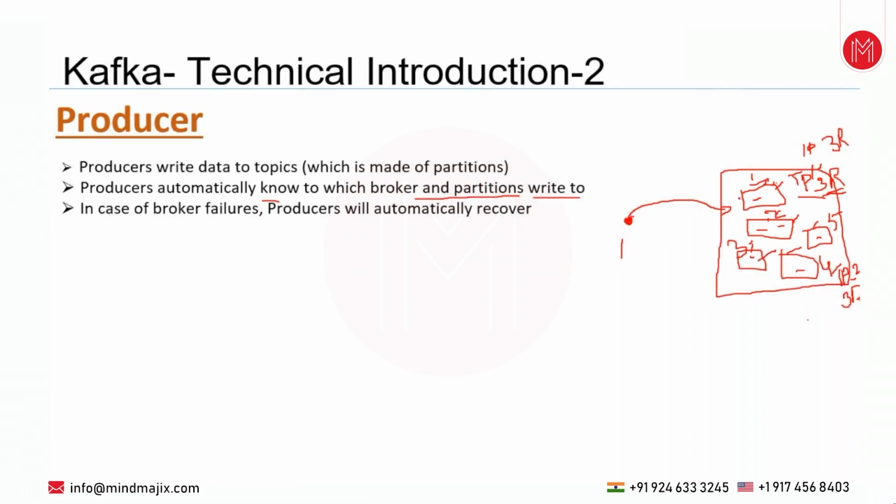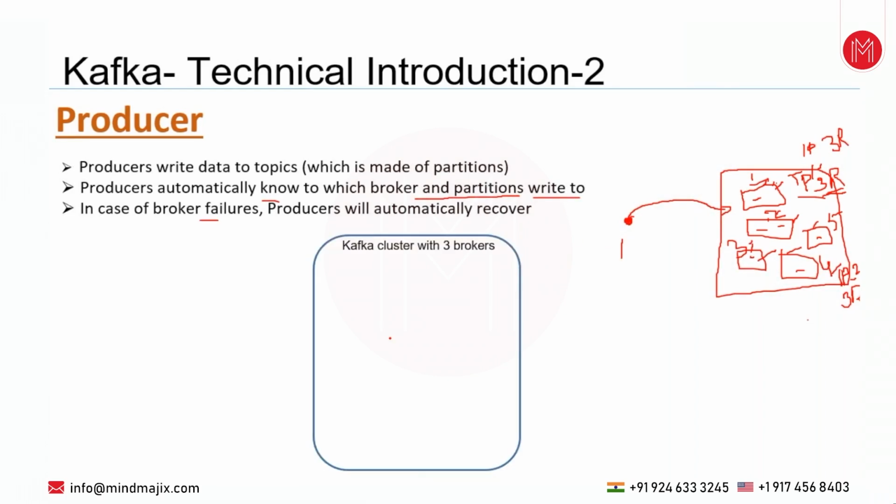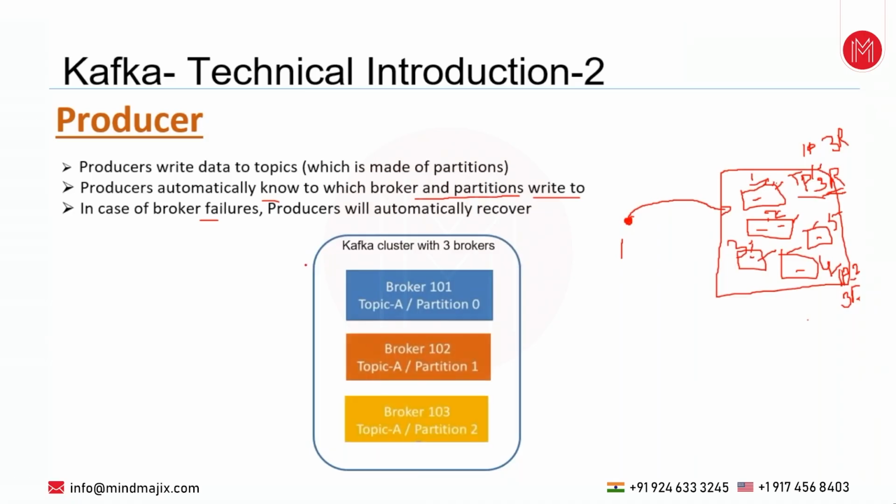And initially what happens, okay, see here. So a Kafka cluster with 3 brokers. For example, I have a Kafka cluster with 3 brokers, say broker 101, broker 102, broker 103. And there is a topic called topic A, which is having 3 partitions. So partition 0, partition 1, and partition 2. So topic A partition 0 is in broker 101, topic A partition 1 is in broker 102, topic A partition 2 is in broker 103.